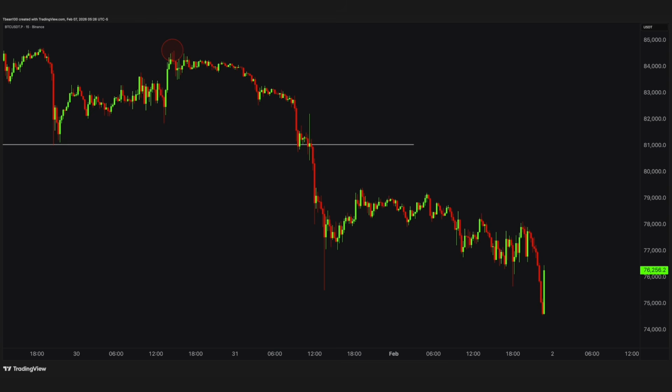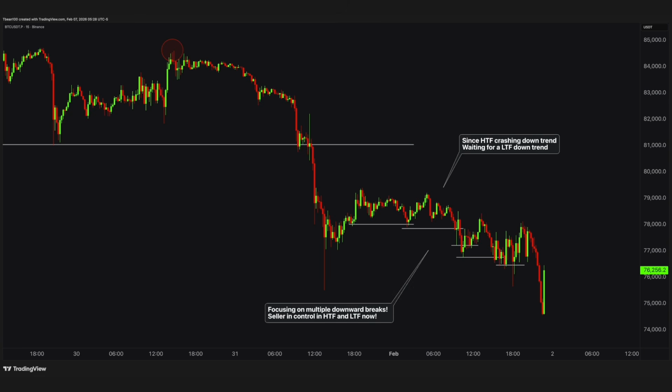So when you drop down to the lower time frames, you follow the exact same idea here. You wait for the lower time frame structure to shift downward as well. To avoid fake moves and false signals, you may want to wait for a couple of breaks to the downside instead of a single break. Ideally, you want to see 2 or 3 clear breaks of the structure moving downwards.